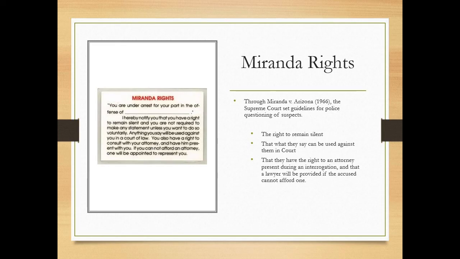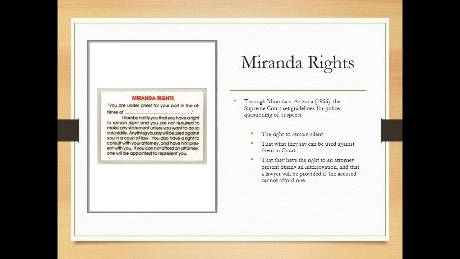The Miranda rights that you're familiar with are 1966, where the Supreme Court set guidelines for police questioning. So the police have to let a person know before they're questioned their constitutional rights. And so we know these. You have the right to remain silent, right? That anything you say can be used against you, that you have a right to an attorney present during interrogation, and that a lawyer will be provided if you can't afford one.